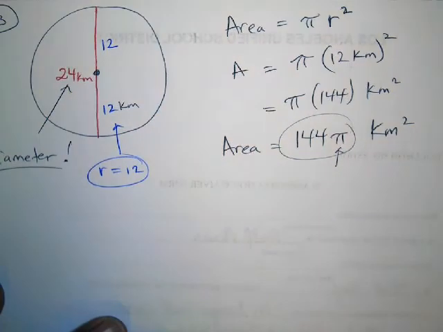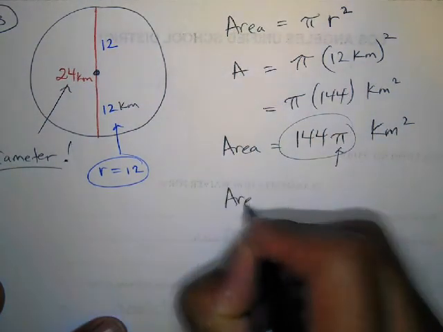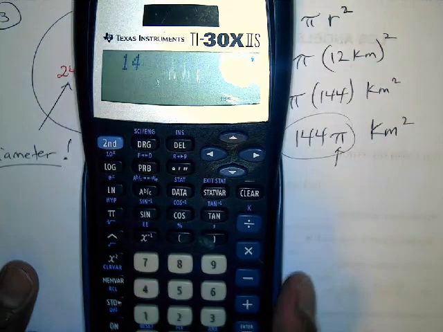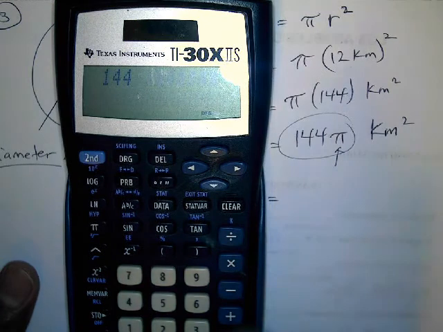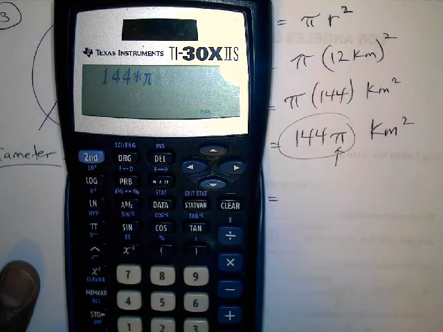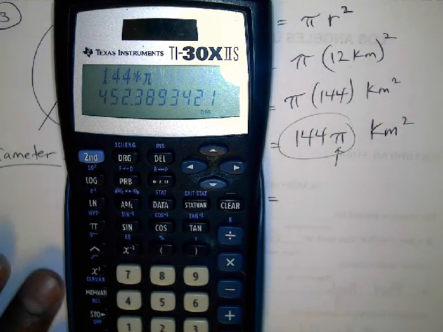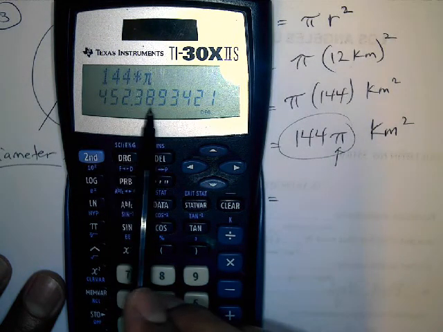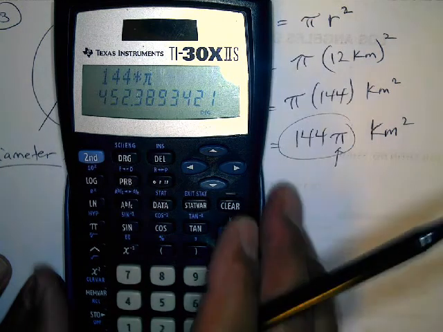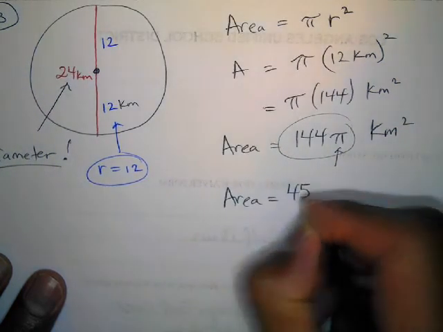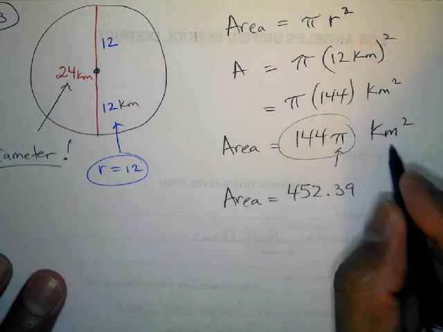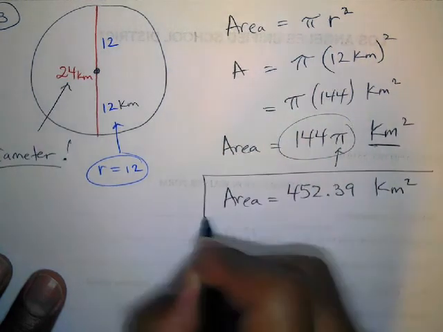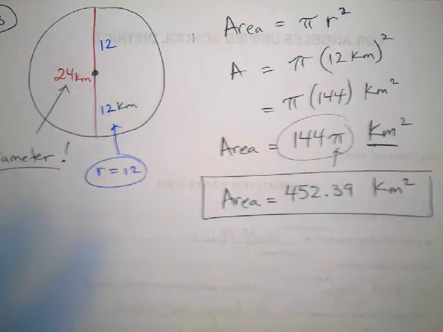But remember, we got to put this in the calculator and use the value of pi, so it's going to be a bigger number. You're going to get area is equal to, what is 144? Oops, that's not 144. 144 times pi. It's going to be 452.389. 452.38, and maybe that bumps it up to 39. 452.39 what? Kilometers squared. Make sure you use the units there.